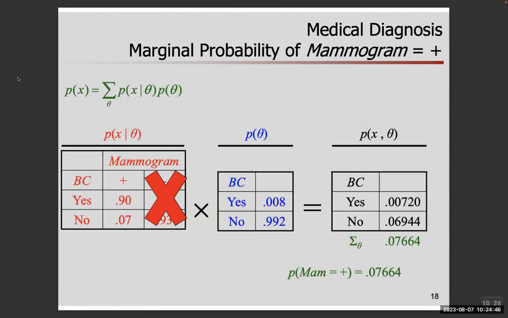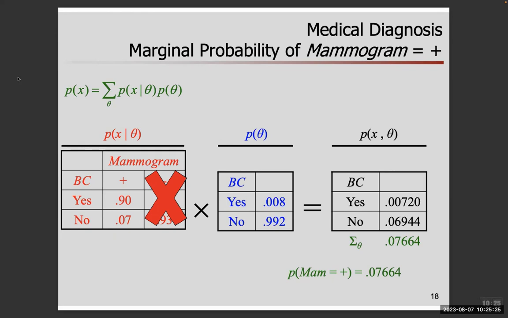So there's the formula there at the top, and I'm going to step through it. To get that marginal probability for x, I need the conditional probability for x given theta. That was the first table there in red, and then multiply by the probability for theta. That's the table in blue, and then do some adding. So I'm just going to multiply across. The 0.90 times the 0.008 is 0.00720, teeny tiny numbers. 0.07 times 0.992 is 0.06944.